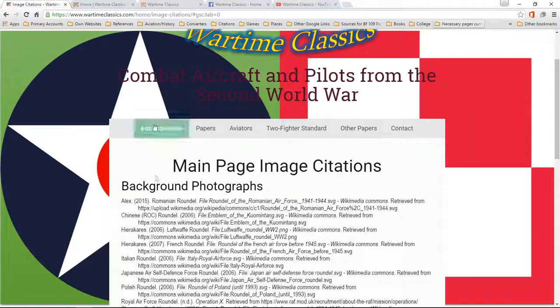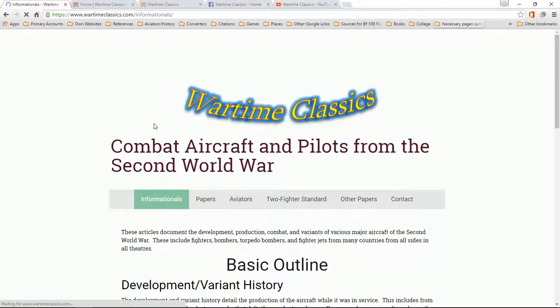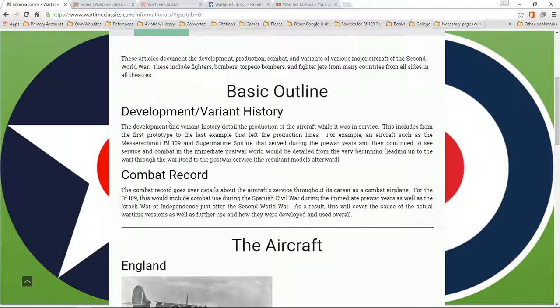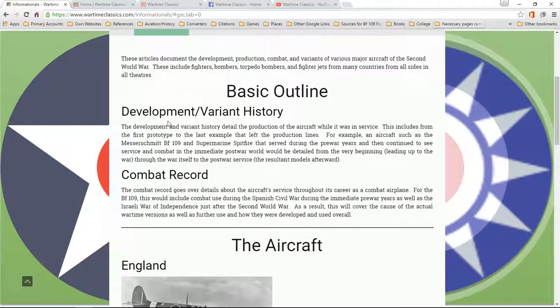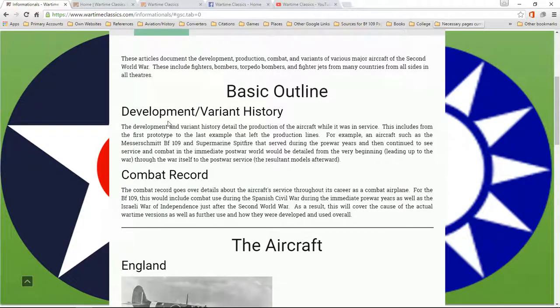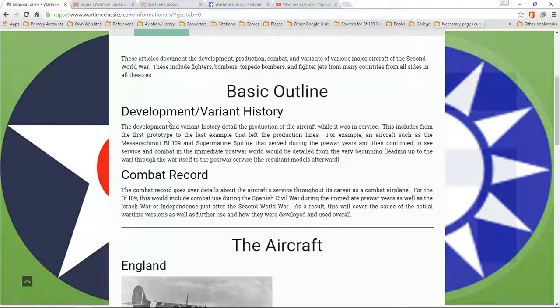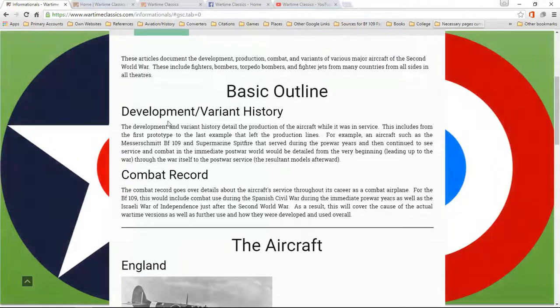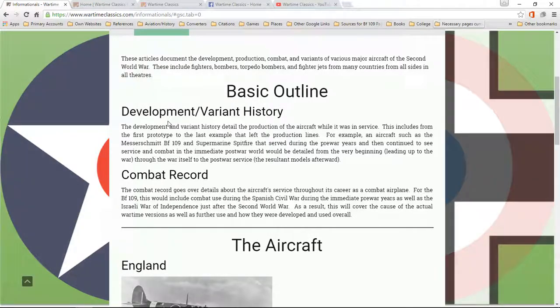The first main section we're going to cover is the informationals. The basic outline of this is to have two main portions. This will be broken up into several different pages, so it's not too long and doesn't consist of scrolling and scrolling and scrolling. You can just read parts of it at a time, and it's not intimidating trying to read a massive article.